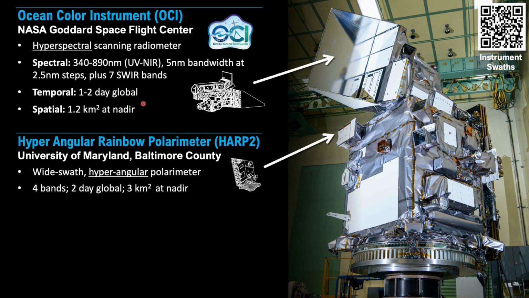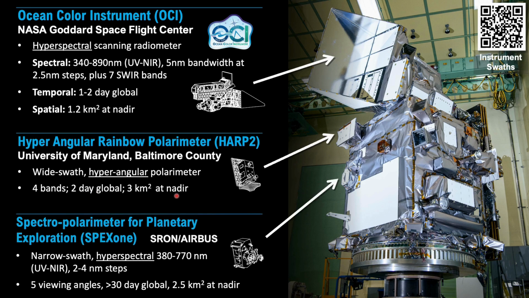2 polarimeters on board. The first one here is the Hyperangular Rainbow Polarimeter, or HARP2. This was contributed by the University of Maryland, Baltimore County. It is a wide swath and hyperangular polarimeter. It has 4 bands, 2-day global coverage, and 3 kilometer resolution.